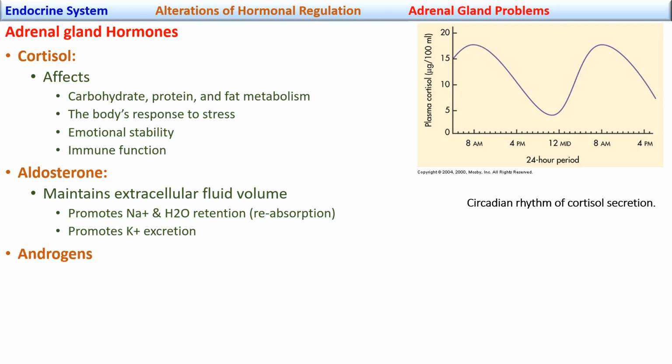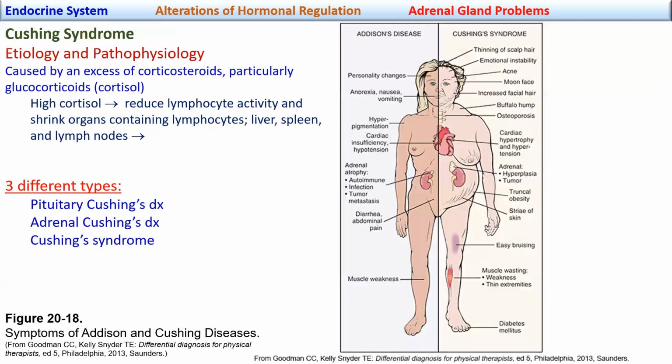Aldosterone, as we said, maintains the extracellular fluid volume, not just the fluid but also the electrolytes, mainly sodium and potassium, because aldosterone promotes sodium and water retention. So patients will have fluid retention, water excess, weight gain, and then they will lose potassium in the urine, so they will end up with hypokalemia.